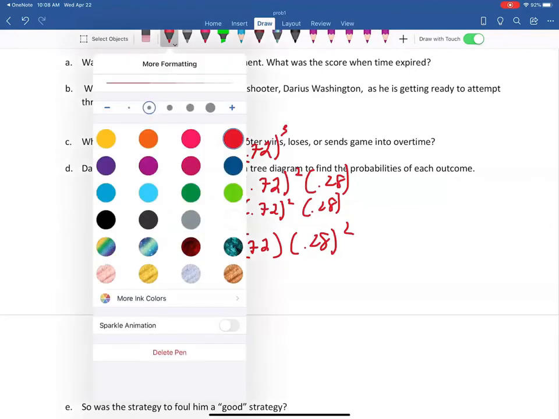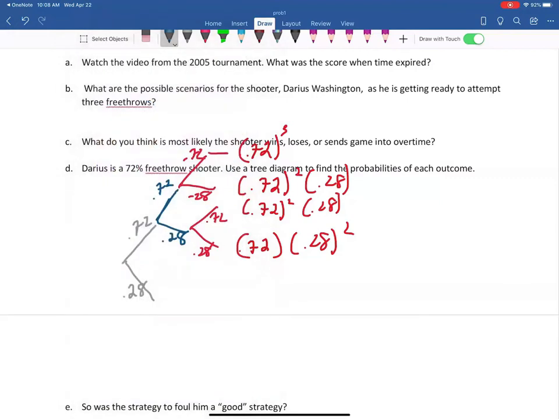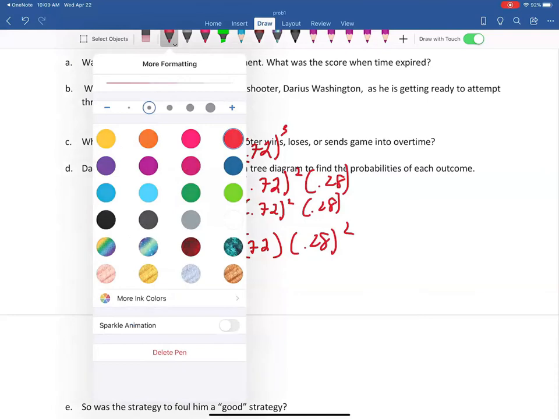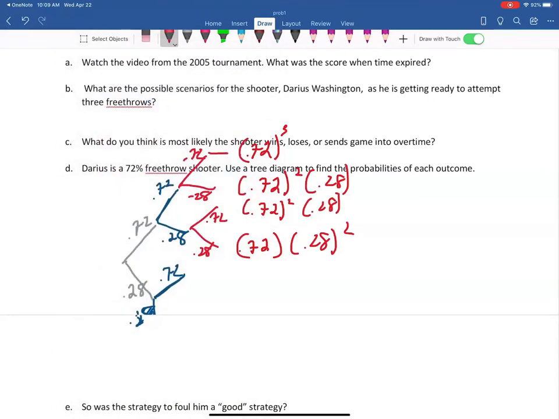So let's go back here to the blue. I'm going to go down here to this shot. Okay, so this would be 0.72 here, 0.28 down here. Then we'll go back to the fire engine red for that third shot. So we're going to branch off and branch off, 0.72, 0.28, and finally here, 0.28 and 0.72 coming off that way. So I got this one done.